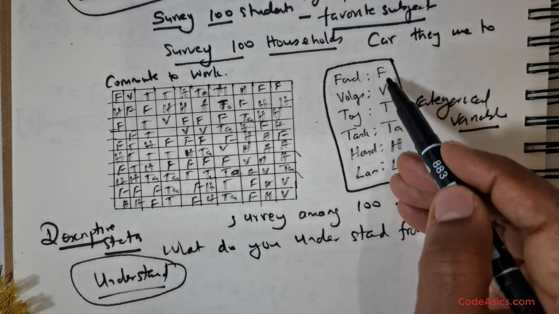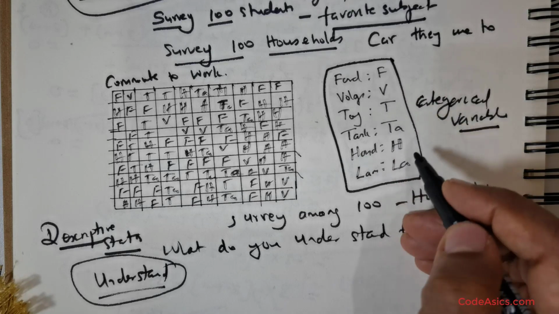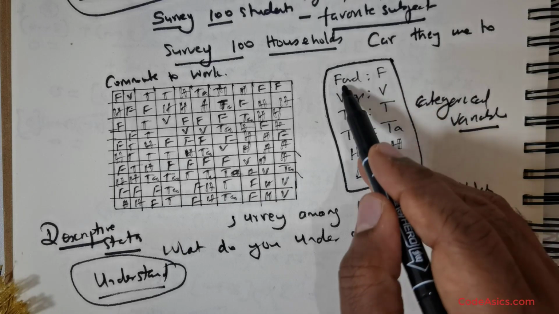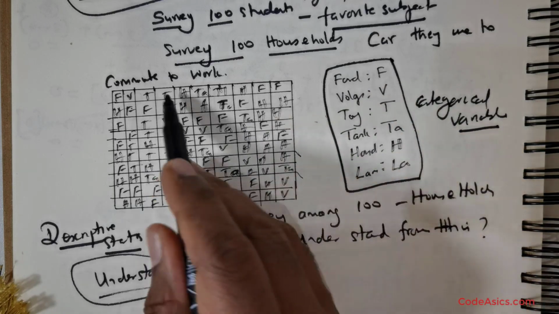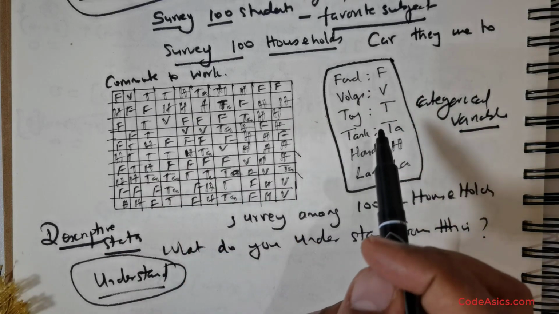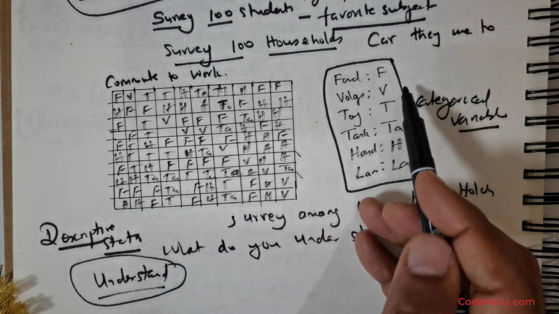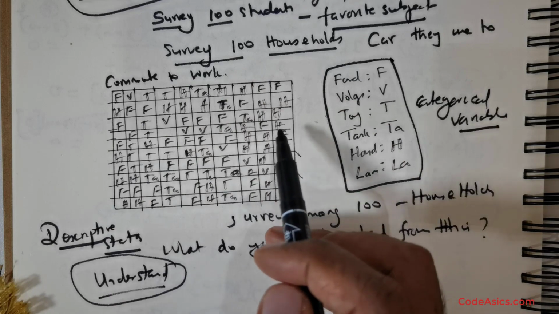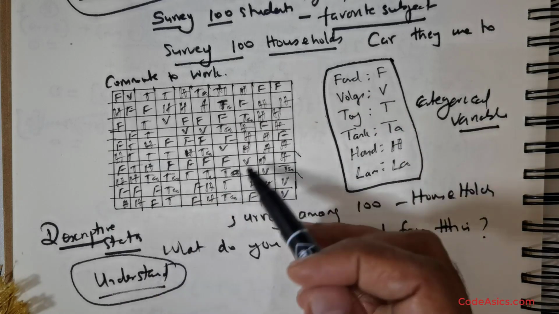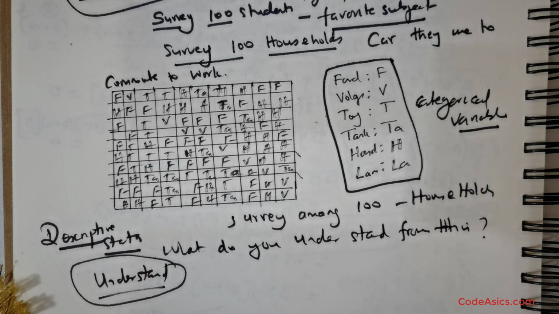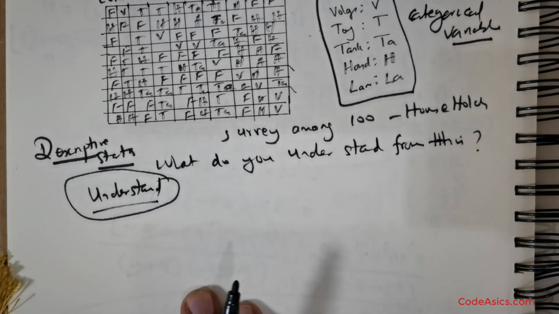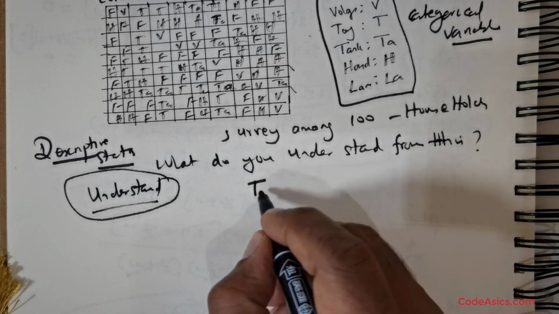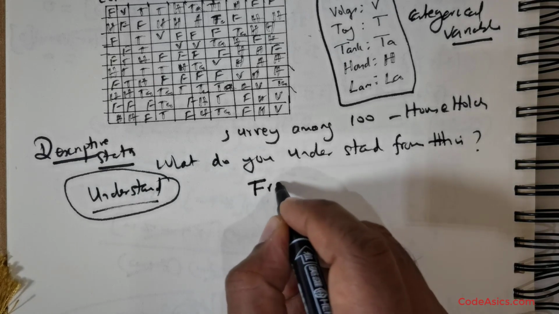I have utilized F, V, T, TA, H and LA, because these are representing the data in this survey. Now after allotting the categorical variable and collecting the data, we will have to do a very important part of analysis, that is called frequency distribution.